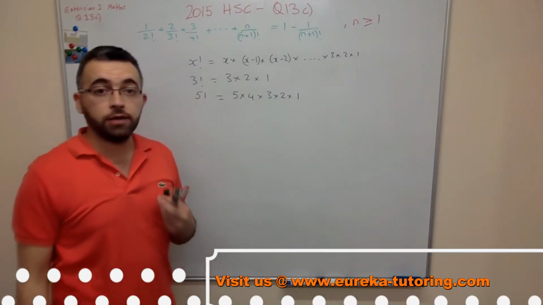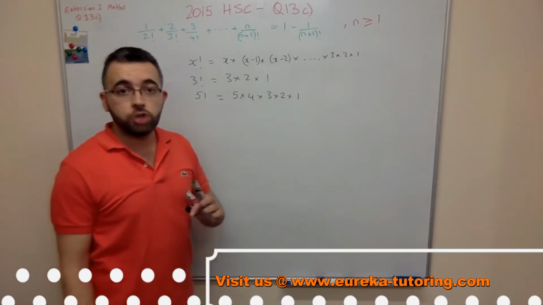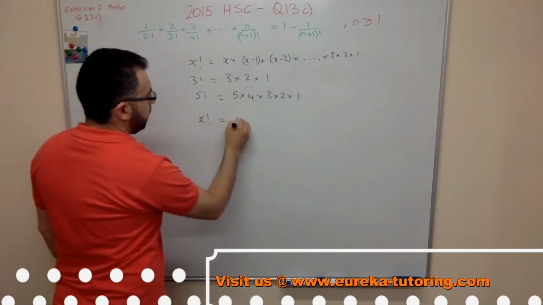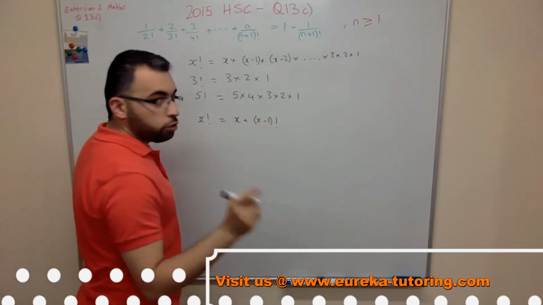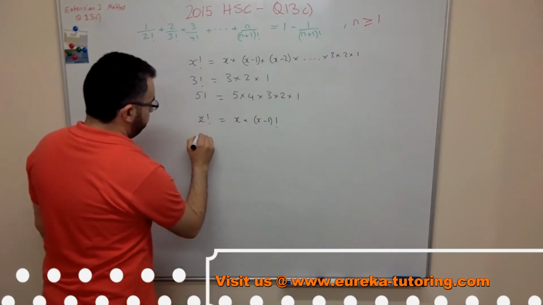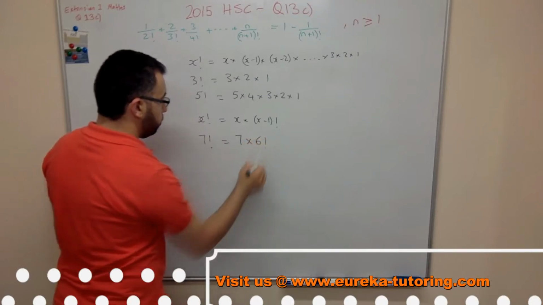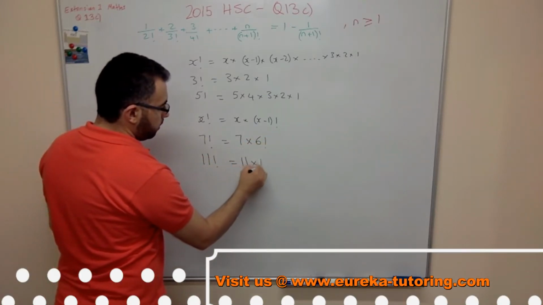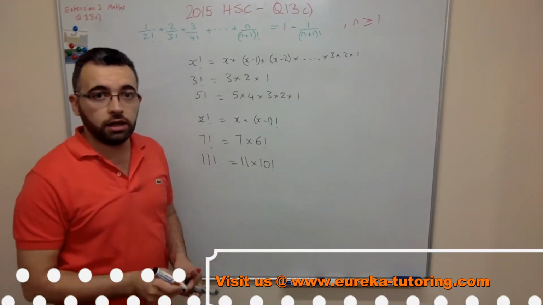Now we also need to know how to factorize and condense these factorial notations. So the general expression is this: x factorial equals x times (x minus 1) factorial. In a numerical sense, 7 factorial equals 7 times 6 factorial. 11 factorial equals 11 times 10 factorial. These are very important when we consider a question like this.